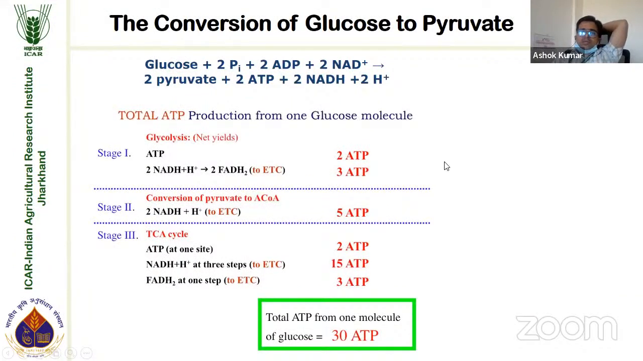Many times you will see that NADH is considered as either 2.5 or somewhere 3 ATP. So there is a difference in considering 3 ATP and 2.5 ATP, which we will discuss when we discuss the chemiosmotic process.